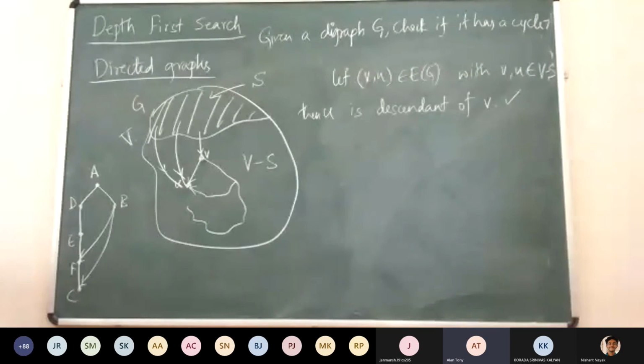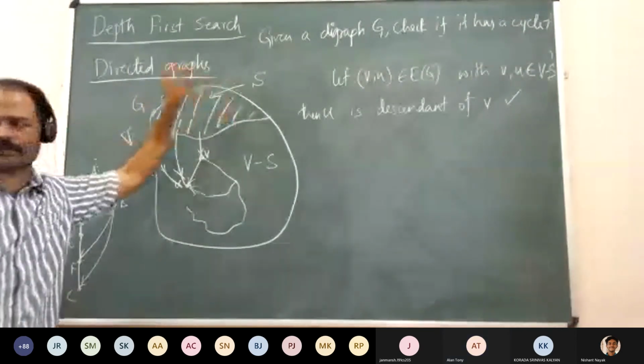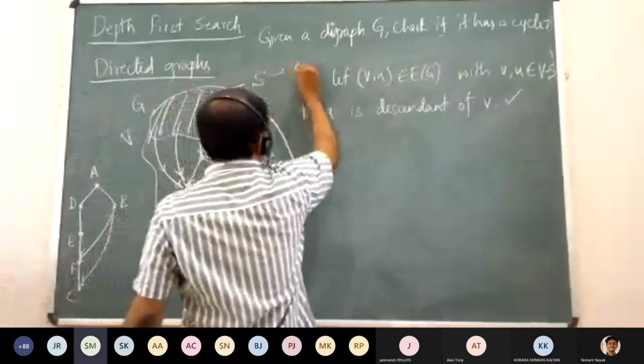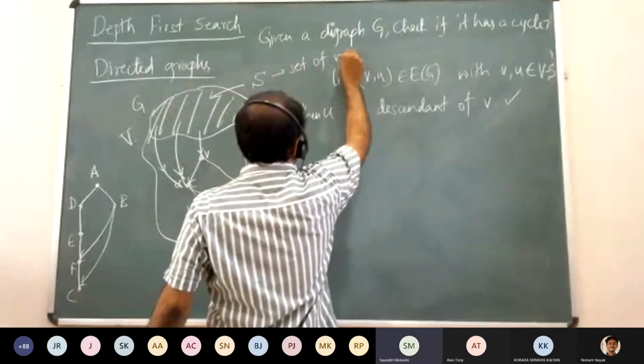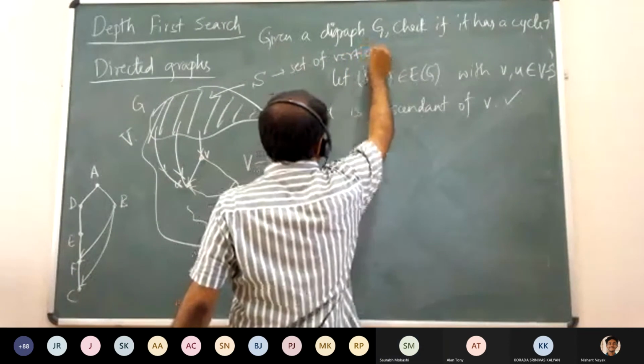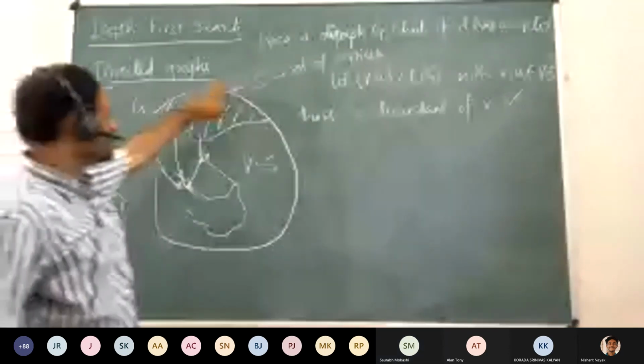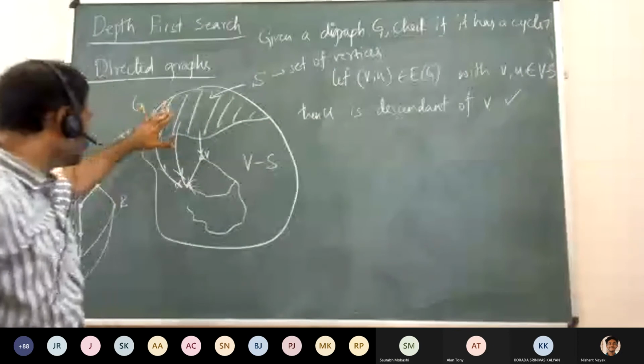So here, what is S? I couldn't catch it. S is the set of vertices already discovered. Okay. Could you repeat the explanation again? Which one? This proof, right? You said it is always true. Exactly. So yes, this is the set of vertices which are already discovered.